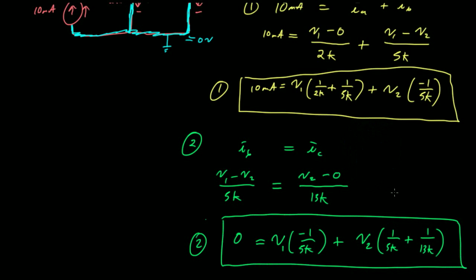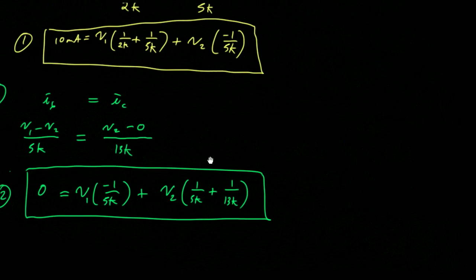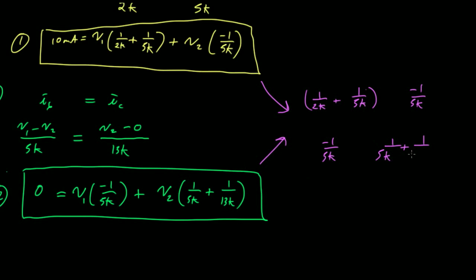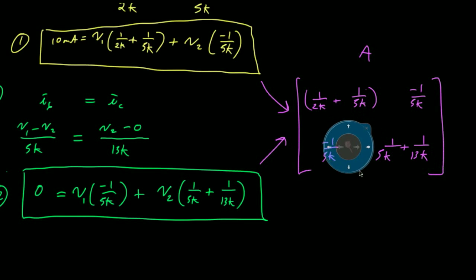So now I've got two equations, two unknowns, and now what I have to do is just basically solve this. This is now an algebra problem, so I am going to use linear algebra. Let me put this into matrix form. This is going to be 1 over 2K plus 1 over 5K, minus 1 over 5K, minus 1 over 5K, 1 over 5K plus 1 over 13K. This is my A matrix.